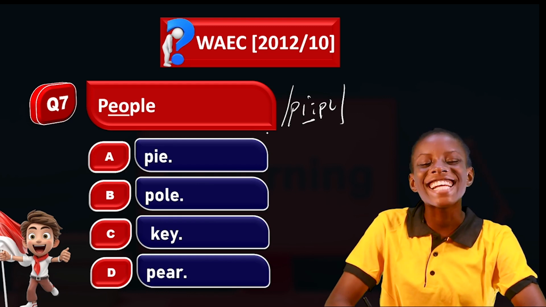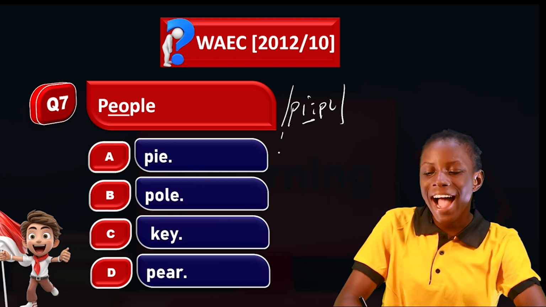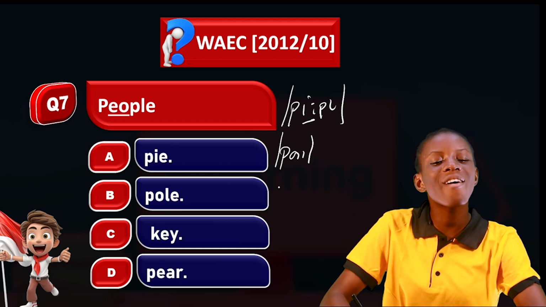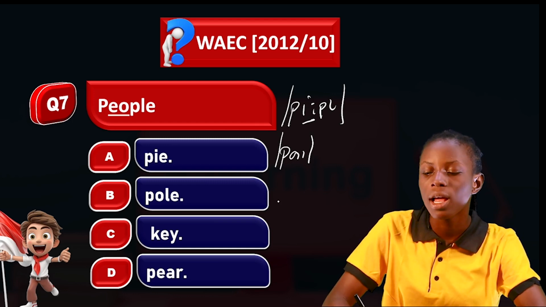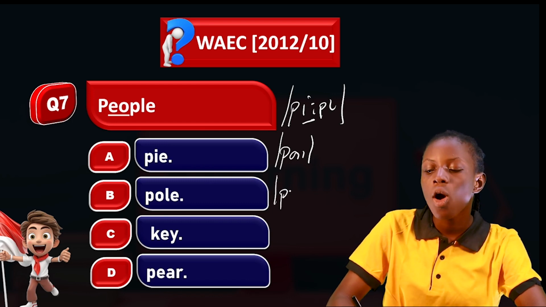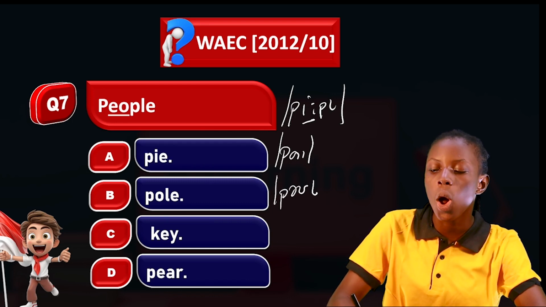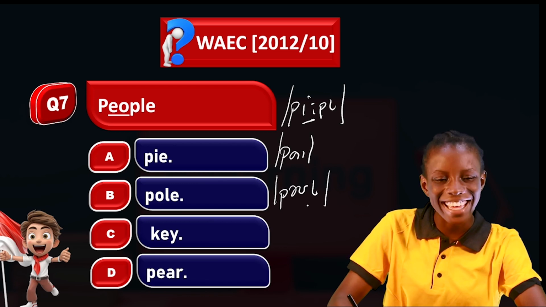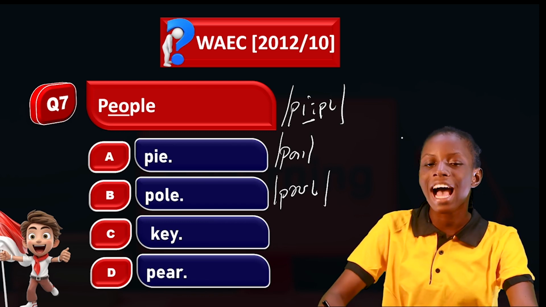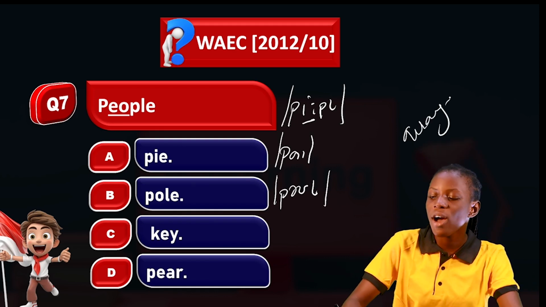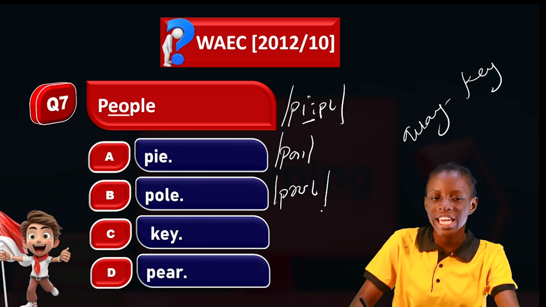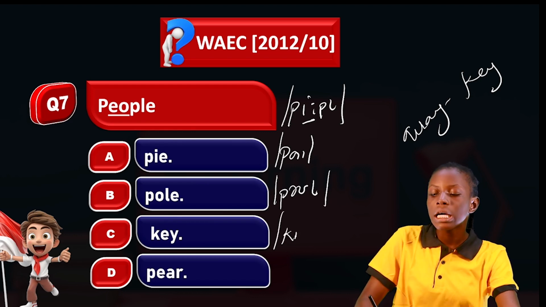I have option A to be pie. Transcribed, pie is I. I have option B to be pole. Let's transcribe pole together. Pole has the O sound. Okay, I have option C to be key, spelled Q-U-A-Y. Let's transcribe key together. How is key transcribed?